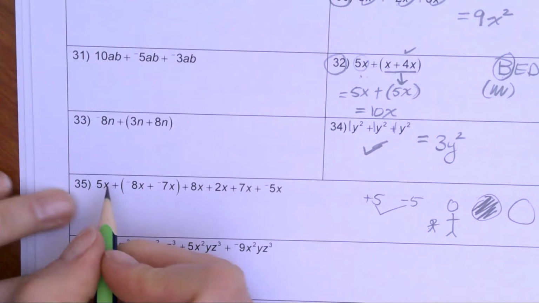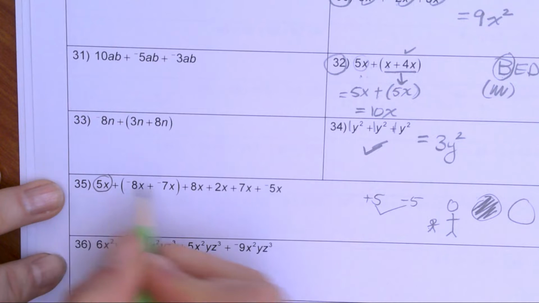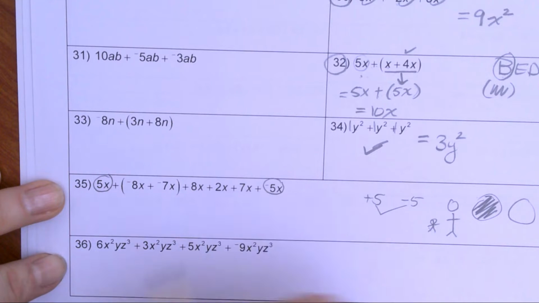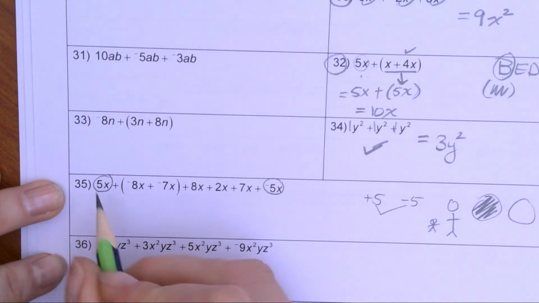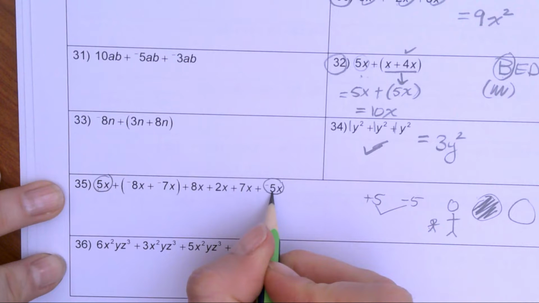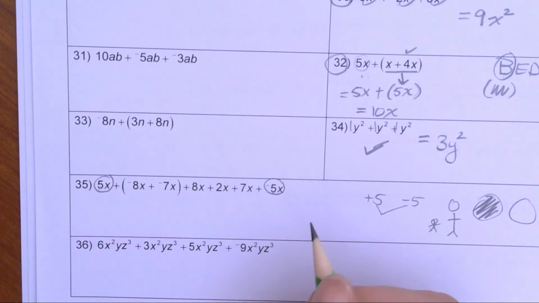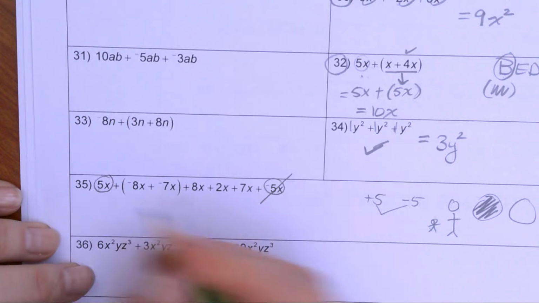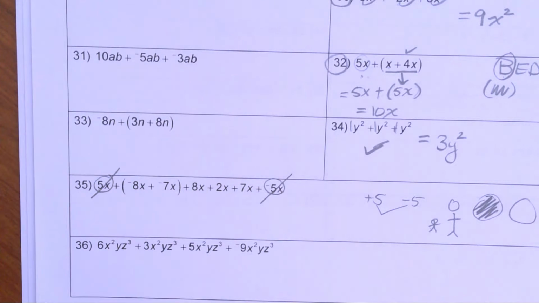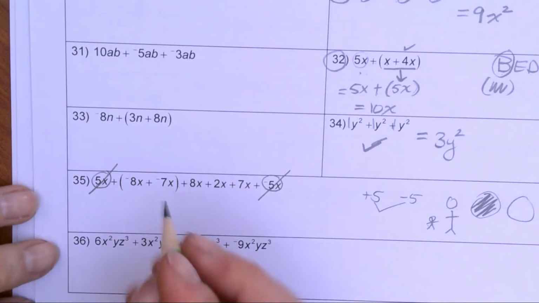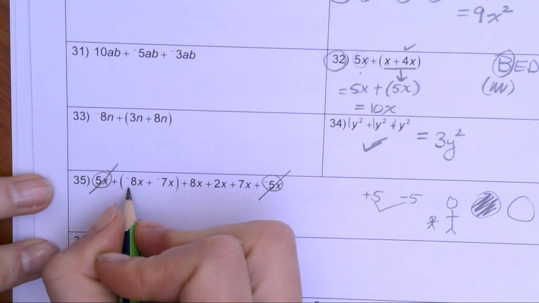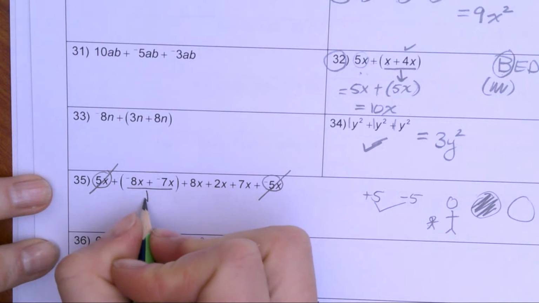And you can see here we have a positive 5x and a negative 5x. So how much is it if I have 5 and lose 5? 0. So if you ever see opposites, you can just cancel them when they're add and subtract because it just makes 0. Okay, so let's do inside the brackets now because that's what we're supposed to do first.